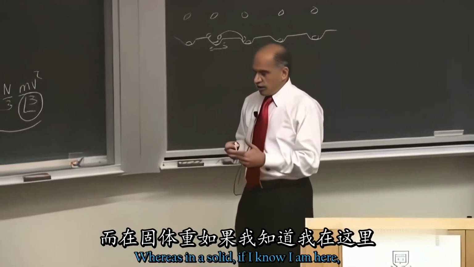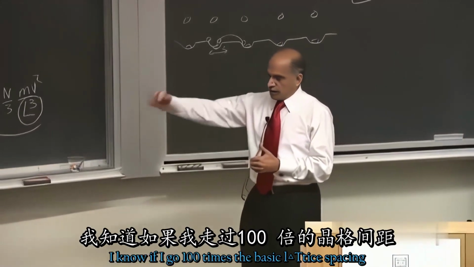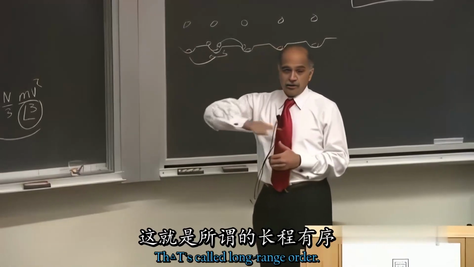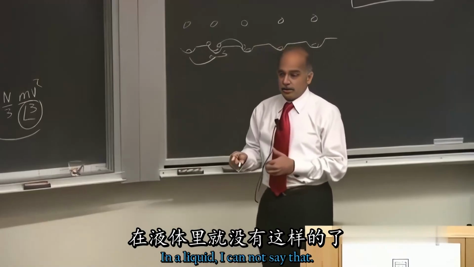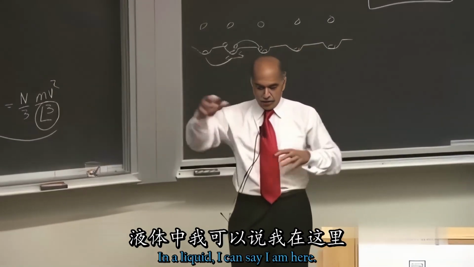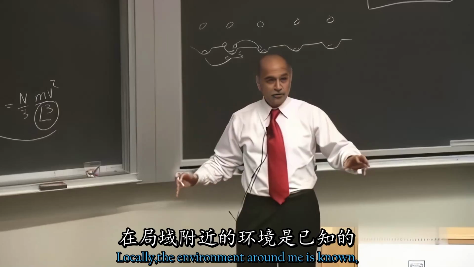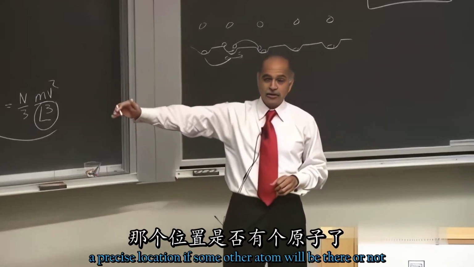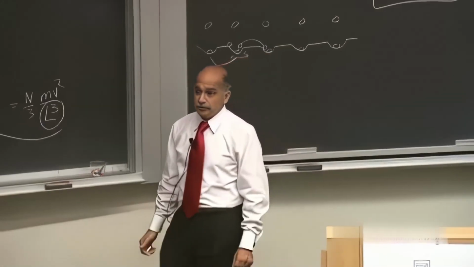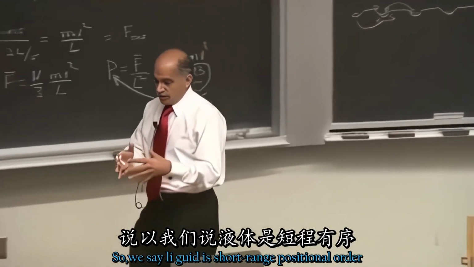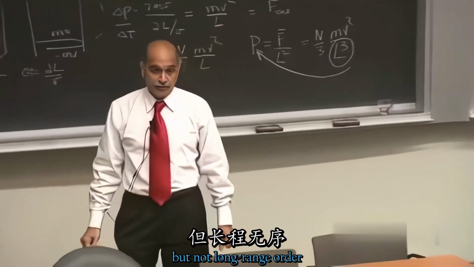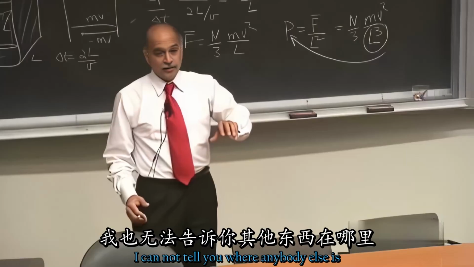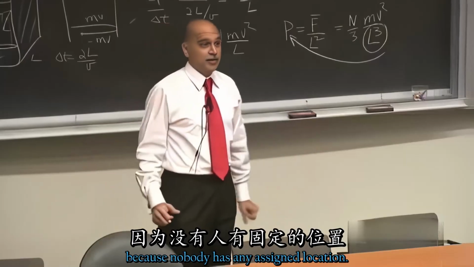Whereas in a solid, if I know I am here, I know if I go 100 times the basic lattice spacing, there'll be another person sitting there. That's called long-range order. In a liquid, I cannot say that. In a liquid, I can say, if I am here, locally, the environment around me is known. But if you go a few hundred miles, I cannot tell you at a precise location if some other atom will be there or not. So we say a liquid has short-range positional order, but not long-range order. And a gas has no order at all. If I tell you there's a gas molecule here, I cannot tell you where anybody else is because nobody has any assigned location.